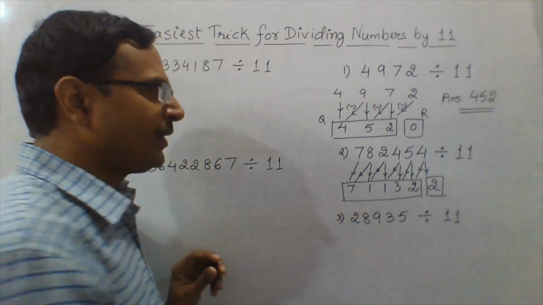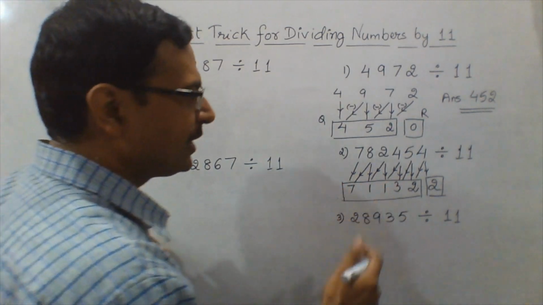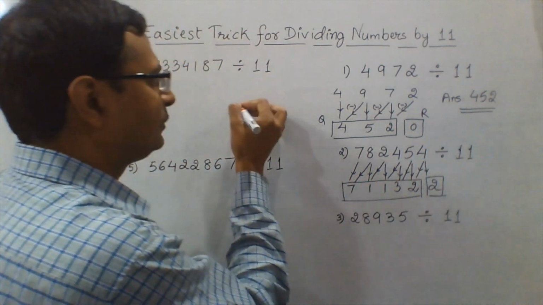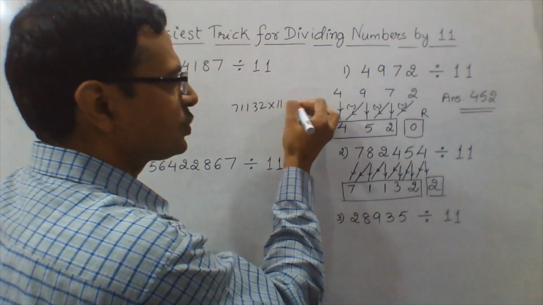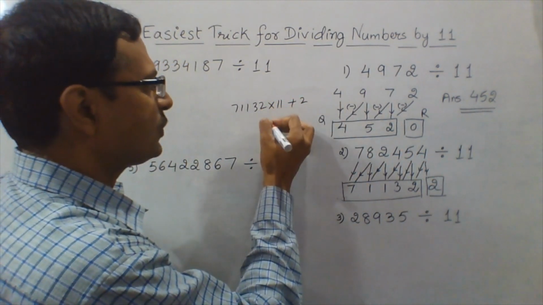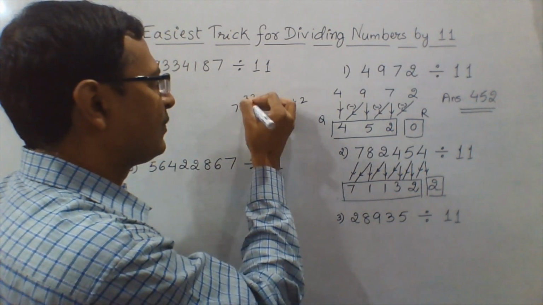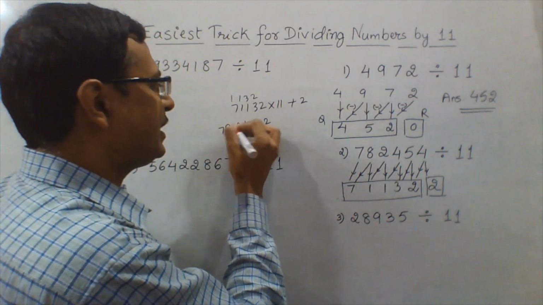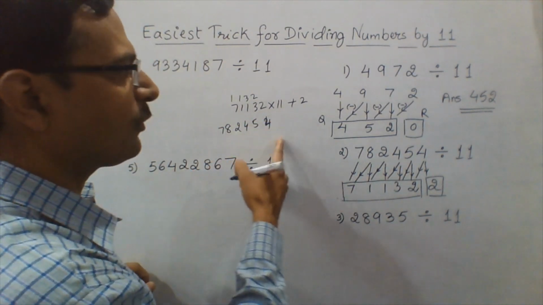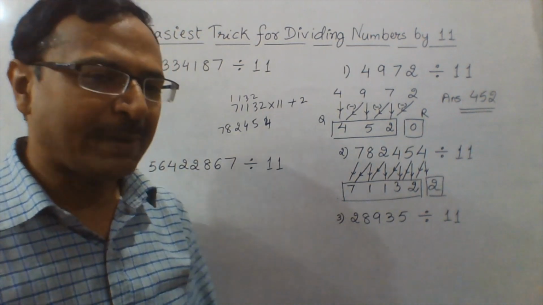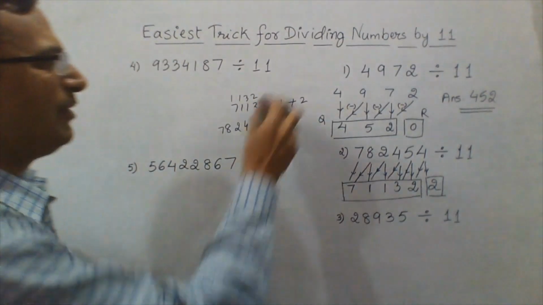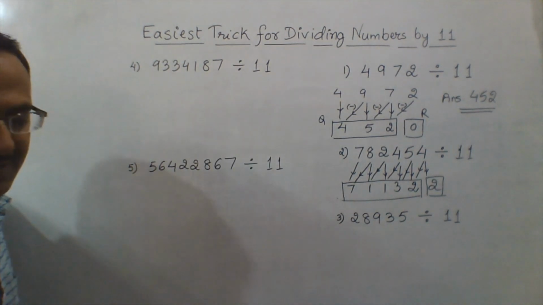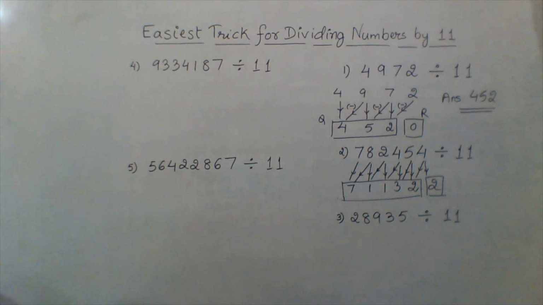Now you can just check whether I'm getting this correct or not. How do you check? 71132 multiplied by 11 plus 2 should give me the number. So 11 times 71132 is 782452, and plus 2 gives 782454, that's the number written here. So my calculation is correct. Fine. So these are the easiest possible methods you need to master for ascertaining that you qualify all the government exams.